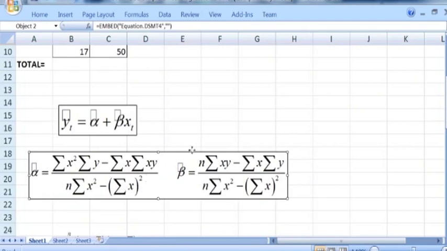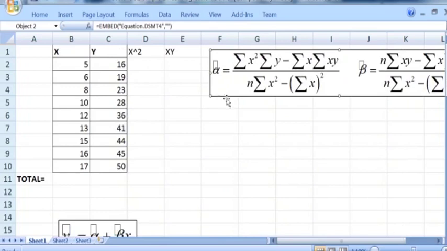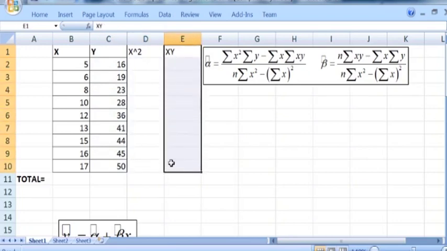So let's calculate. I'm going to shift this formula upward, in order to get more clarity. Let me decrease its size. Okay, from this formula of alpha hat and beta hat, we can see that we need summation x, summation y, summation x square, summation xy. So currently we have data on x and y, so it means we need to calculate x square and then we will sum it to get summation x square, and similarly we need to calculate the product xy and then we will sum it to get summation xy.